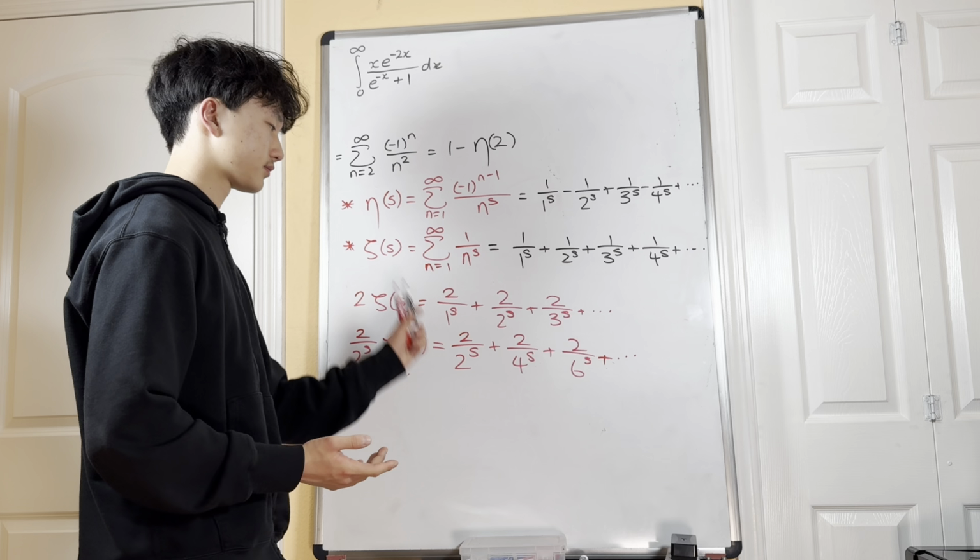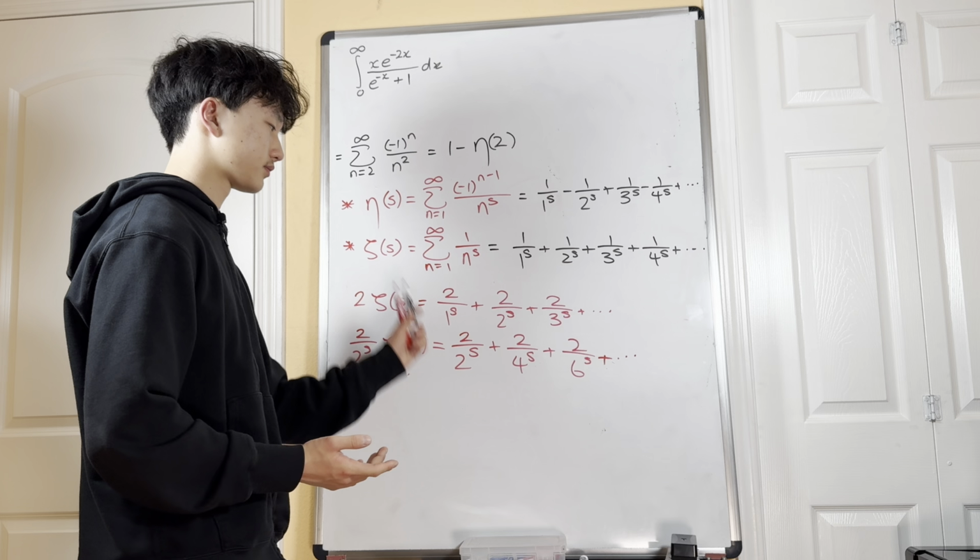Well, if you go ahead and subtract 2 over 2 to the s, and then subtract 2 over 4 to the s, and do this for every single even term, what happens? Well, when these two combine, we get -1 over 2 to the s, and when these two combine, you get -1 over 4 to the s. So basically, you take zeta of s and then just subtract by this. You subtract by 2 over 2 to the s, plus 2 over 4 to the s, plus 2 over 6 to the s, and so on.